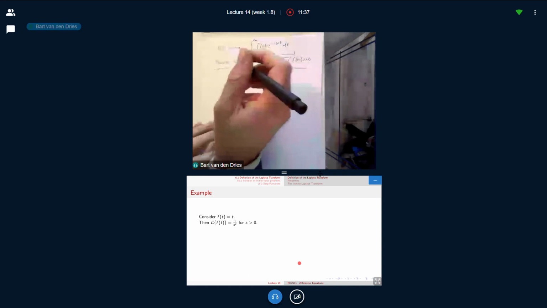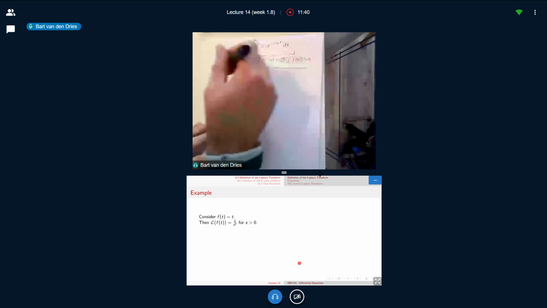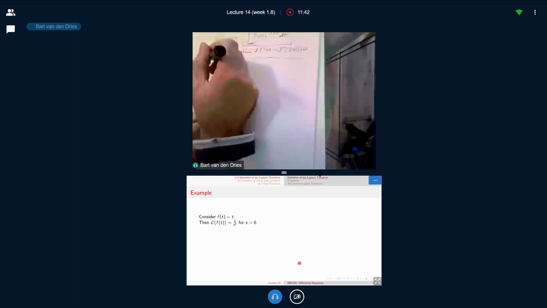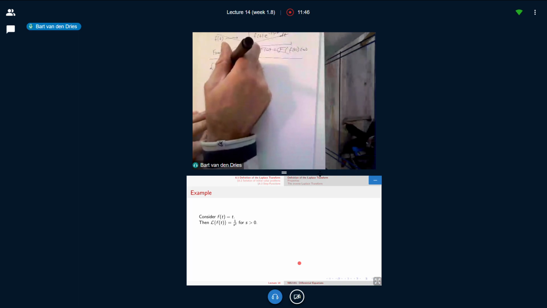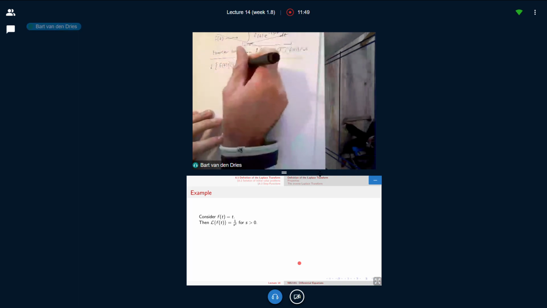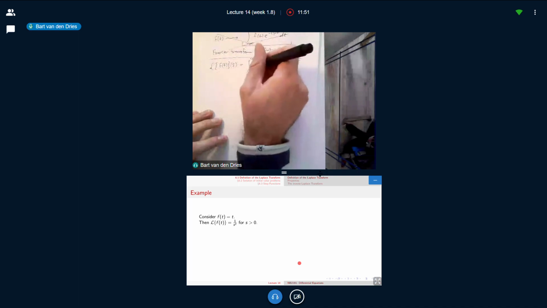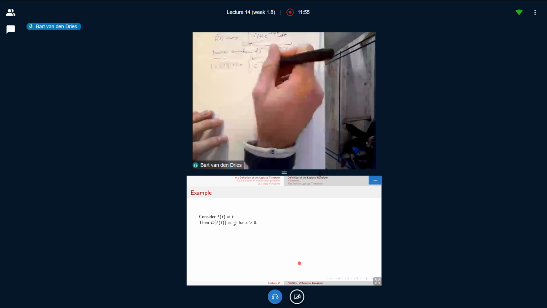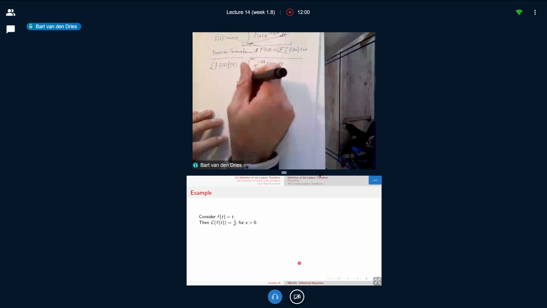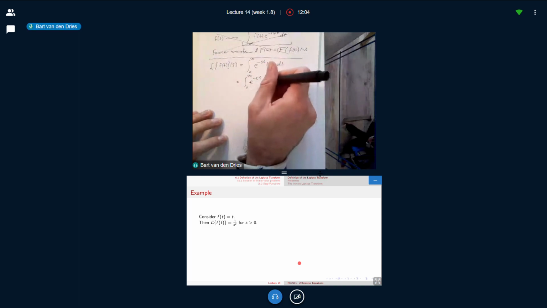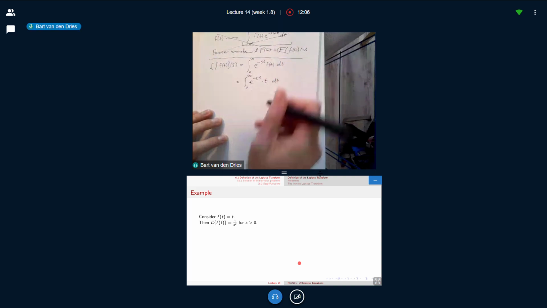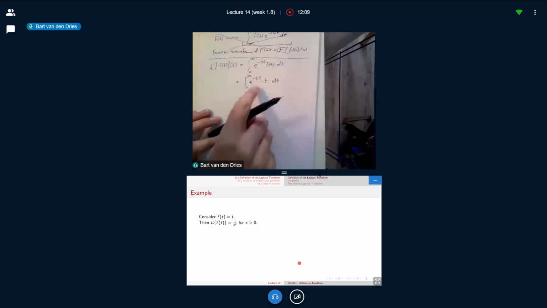So we don't consider this anymore. We consider the Laplace transform. So what is the Laplace transform of f of t in this case? Well, we integrate from 0 to infinity, e to the power minus st times f(t) dt, and in this case, we get e to the power minus st times t dt. This is the integral we have to evaluate.